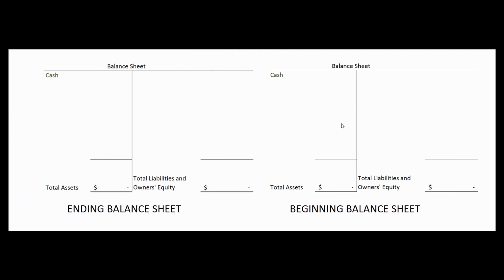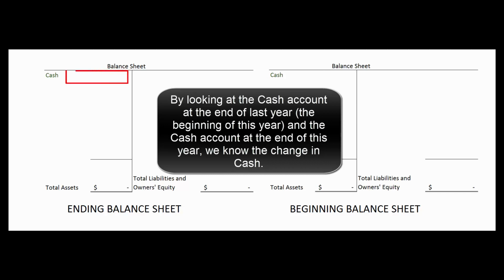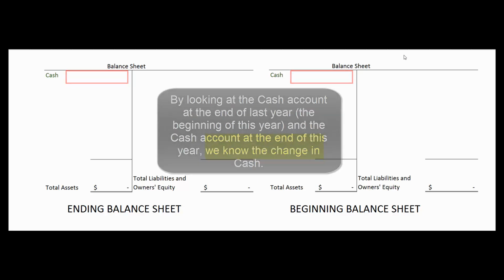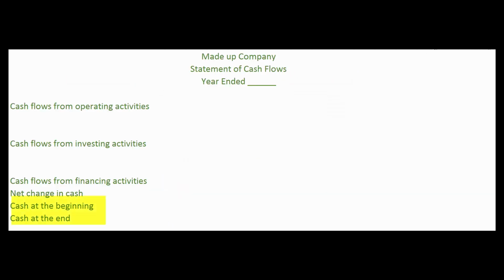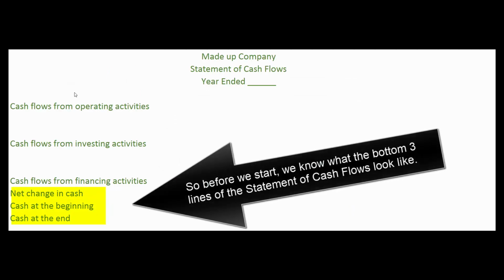Before we even start on that puzzle, we can look at the balance sheet at the end of last year, which is the balance sheet at the beginning of this year, and we can see what the cash balance was at the beginning. And we know from our balance sheet at the end of the year what our cash balance is at the end. So we know what the change in cash is. We can fill out the bottom part of the statement of cash flows because we know cash at the beginning, we know cash at the end, and hence we know the change in cash. We just have trouble breaking it down by operating, investing, and financing activity, and that's when the puzzle kicks in.